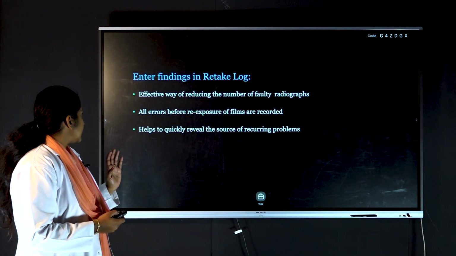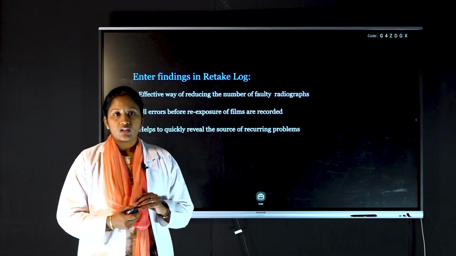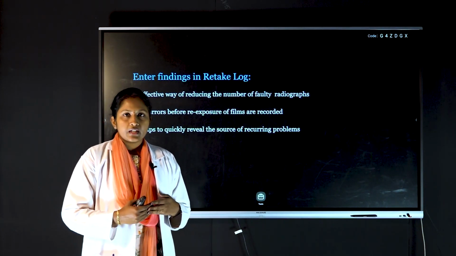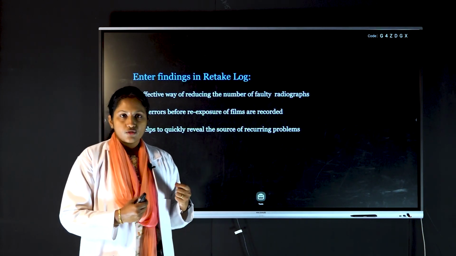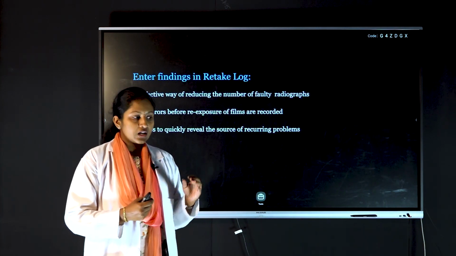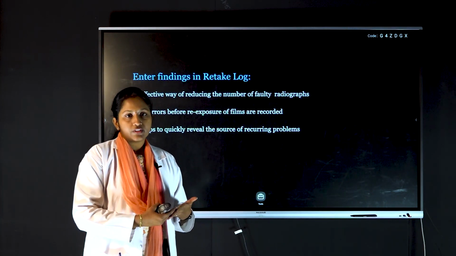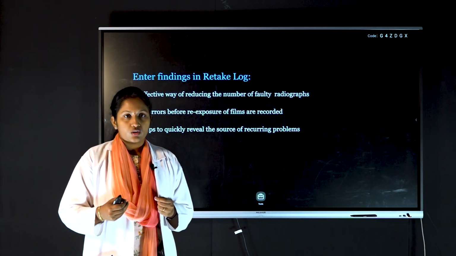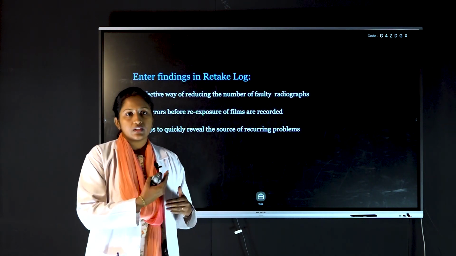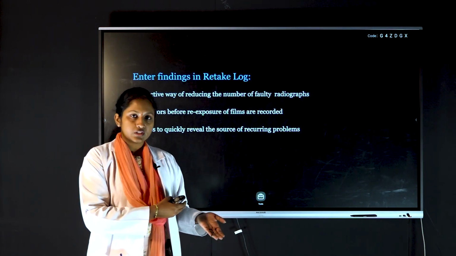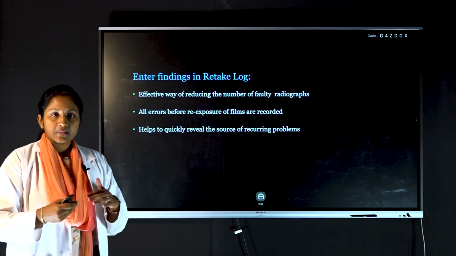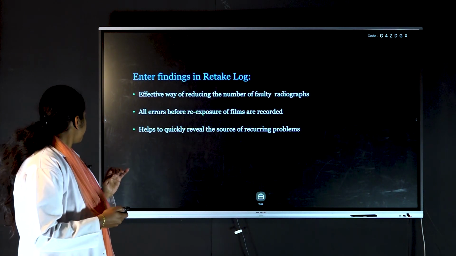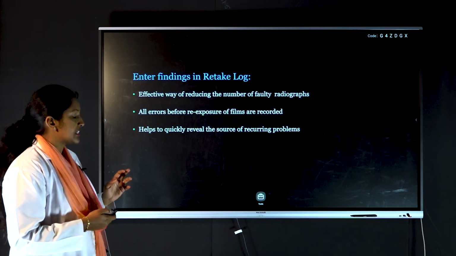The other one includes entering the retake log. See how many quality assurance procedures we do. Sometimes there might be slight errors or faults in the radiographs, so that needed the repetition of the radiograph. These repeated radiographs should be entered in a retake log so that they can be reviewed on further days, and those mistakes should be noted down so as not to repeat them. So this is about entering findings in the retake log.